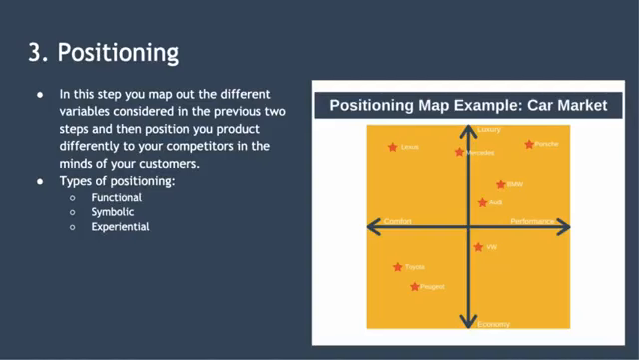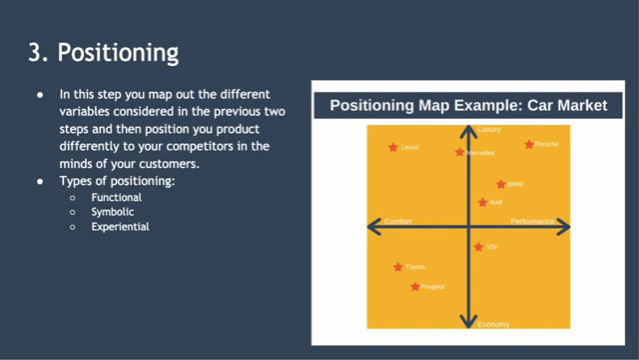And here you map out the different variables considered in the previous two steps and position your product differently to your competitors in the minds of your customers. You want your product or service to take a unique position in the market, and in marketing terms, this is called your value proposition. Now, there are 3 standard ways you can position your product to achieve a competitive advantage.